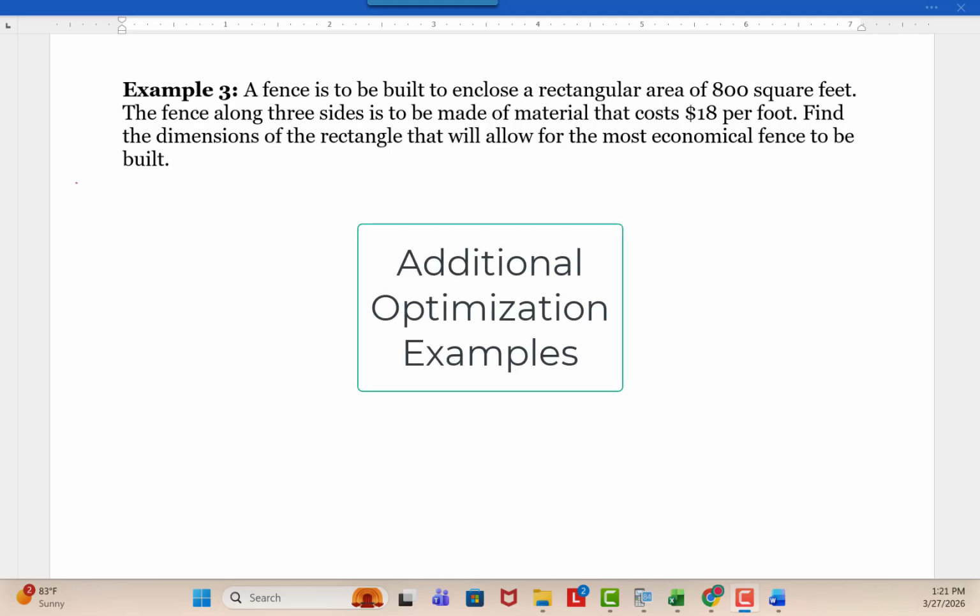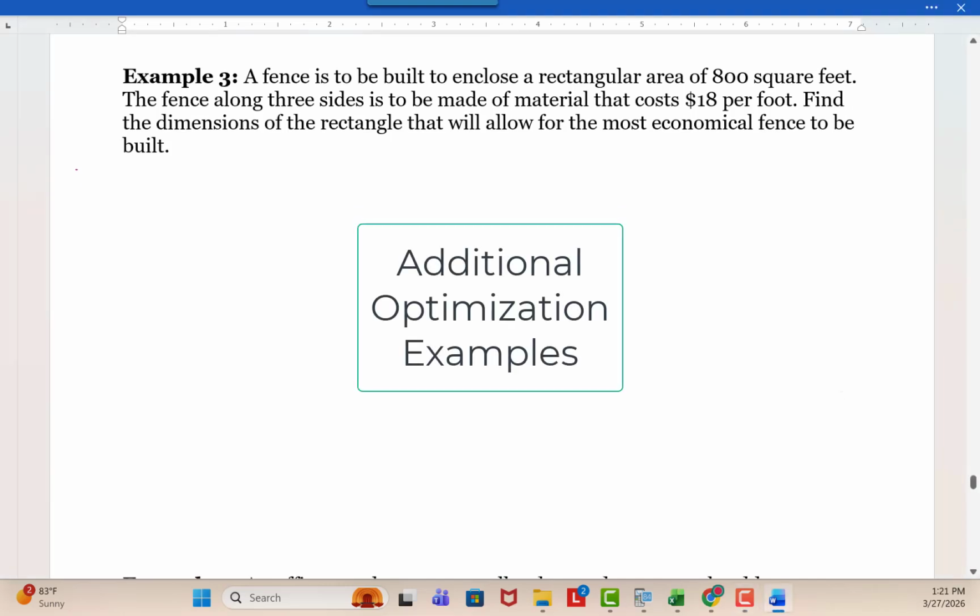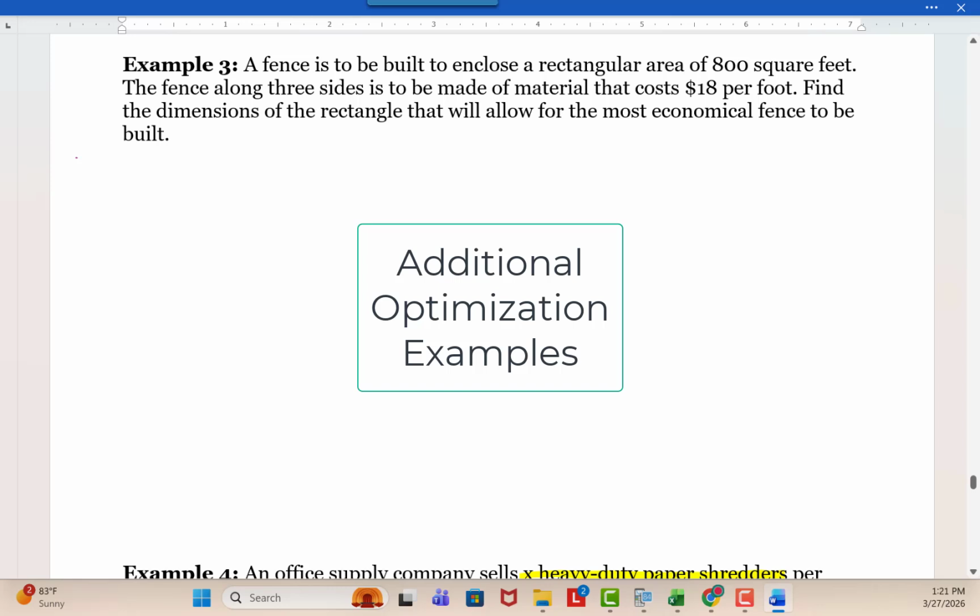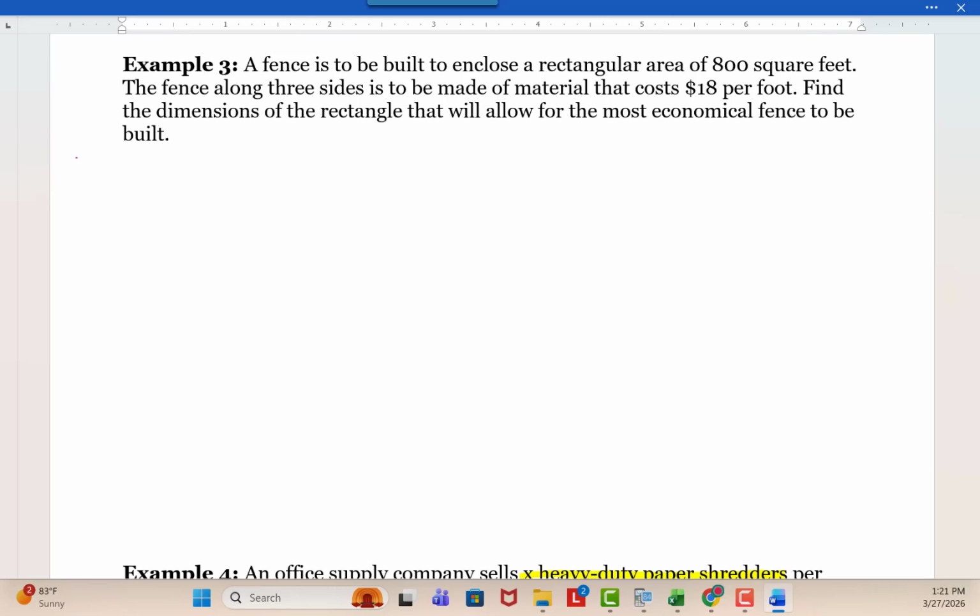In this video, we're going to look at a few more examples of optimization. We're going to be using calculus to find optimal solutions to these problems. And of course, we're going to be focusing on building appropriate models for this problem.